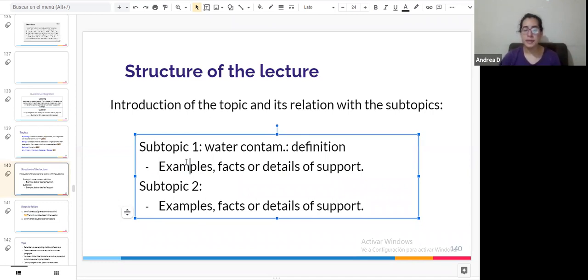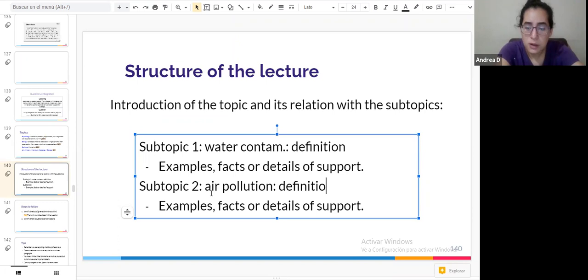So it will always be like that. First, the introduction from bigger to smaller, then the subtopic, its definition, and then the example. Okay, so the most important part is for you to catch the subtopics and the example. The same will happen here, by the way. The same goes with the subtopic too. Another subtopic like air pollution, maybe, its definition, and finally the example.